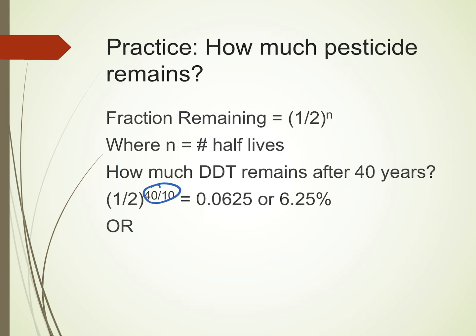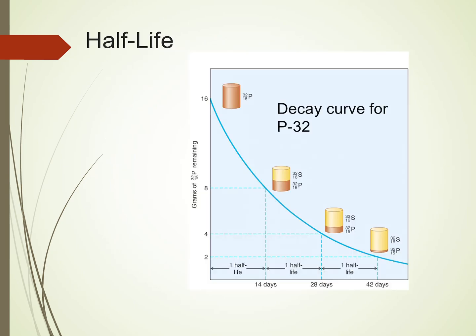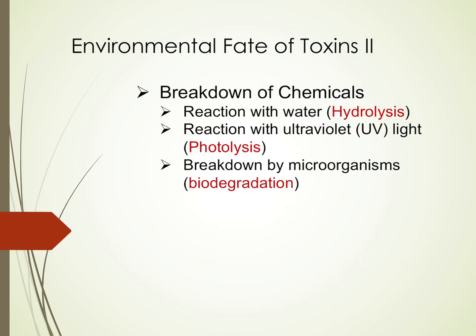Now, if you're asked how much remains and you were given a starting amount, 500 milligrams of DDT, how much remains after 40 years? Well, then just simply multiply that 0.0625 times that starting amount, and you have the actual amount that remains. So think about that one too, and ask any questions during the Zoom session. And this, once again, is just showing you a scale of half-life. I did this already for radioactive decay, so I'm not going to cover this here.